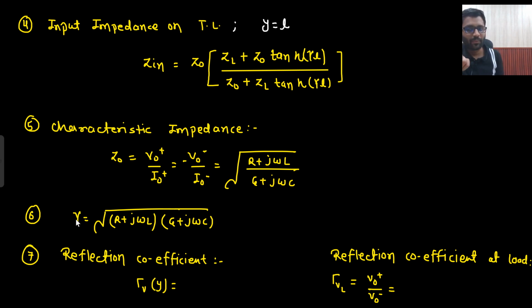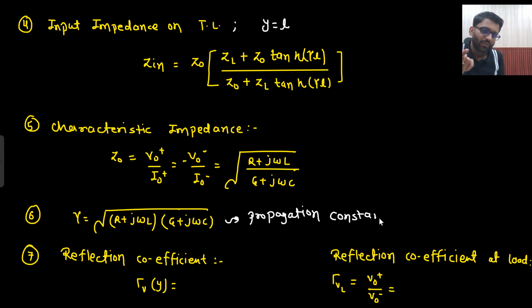What was my propagation constant? Gamma. Gamma is known as the propagation constant. That formula we also studied: it was the square root of R plus j omega L into G plus j omega C, and that can be written as alpha plus j beta. Same as EM wave. What was your alpha? Attenuation constant. What was your beta? Phase constant. So in that manner it can be written as alpha plus j beta.